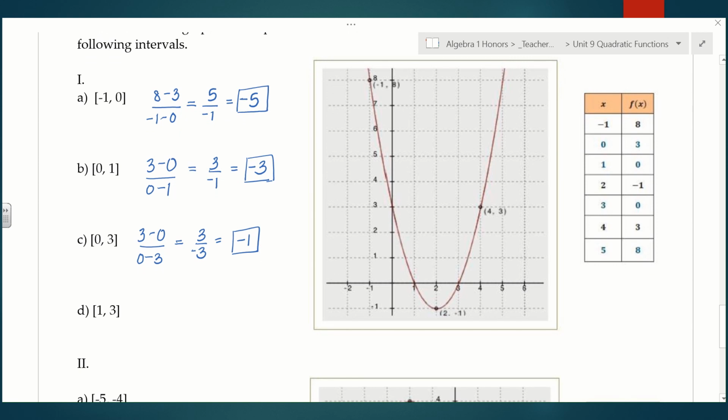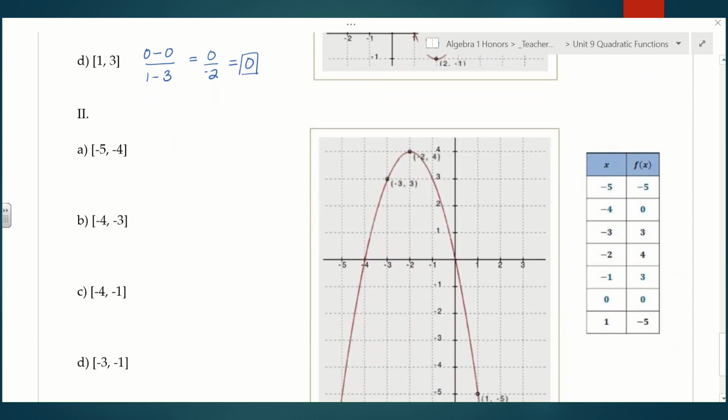Over the interval from 1 to 3, for my y value, 0 minus 0. On the bottom, 1 minus 3. 0 divided by anything is 0. Let's look at that for a second on the graph. If I'm looking at the x value of 1 versus the x value of 3, do you see how the rate of change between those 2 points, the average rate of change I should be saying, is 0? There is no change if I'm just looking at those 2 points. So it makes sense that it averages out to be 0.